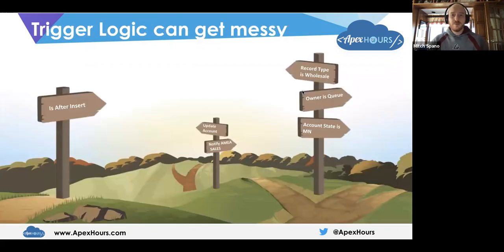So trigger logic can get messy, right? Whenever we write triggers, we have an object and a context. Let's just say we have the opportunity object, and after insert on the opportunity object, we check some field values for the collection of records that have just hit the database. So is the record type wholesale? Is the owner a Q? Is the state Minnesota? Whatever it is, right? And then we take some actions based on those field values.